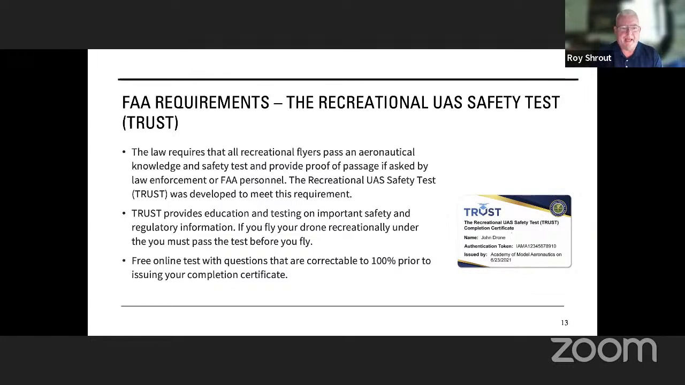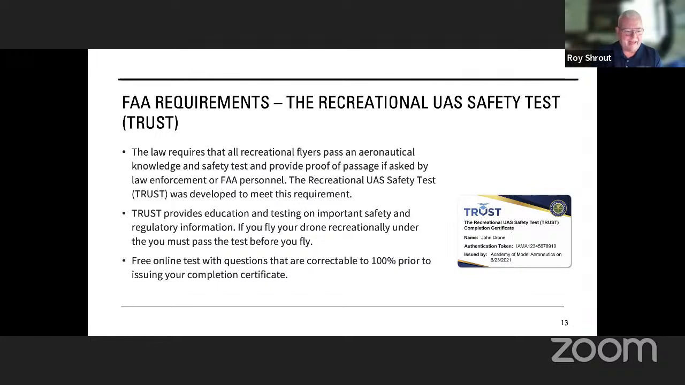So here's a little bit about the test. It basically requires that all flyers pass the knowledge test. This, I think, is a great thing because it's just like anything else. You want to have the person understand what they're doing, understand some of the rules, because you can pose a danger to people if you fly these things and hit somebody in the face. It does give you some very basic education. The third bullet is very important. It is free online, and it's 100% correctable.